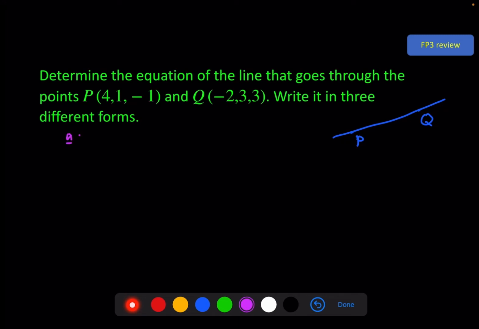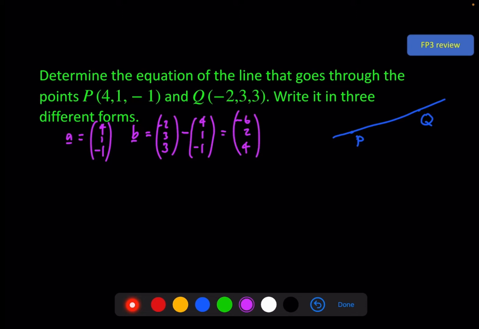So the position vector of a point, we could choose P or Q. I'm going to choose P. And the direction vector is one of them minus the other one. It doesn't matter which way round. And we get minus 6, 2, and 4. From here, we can use this information to write our equations.